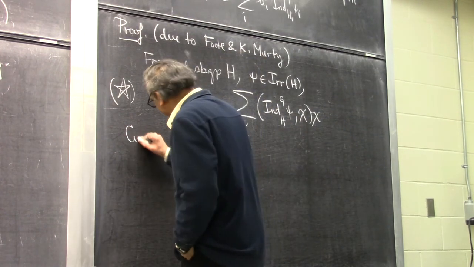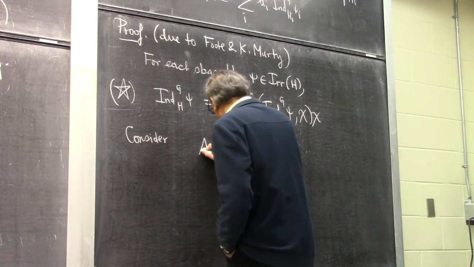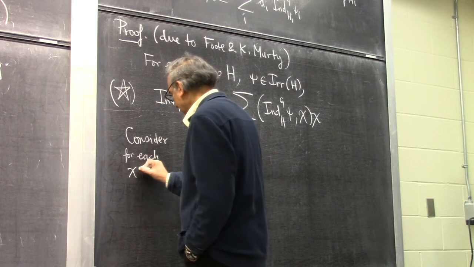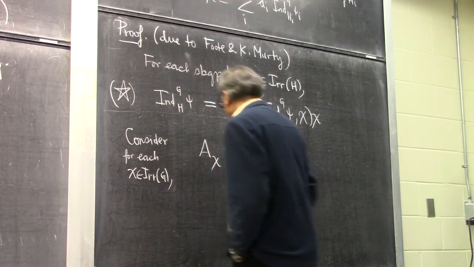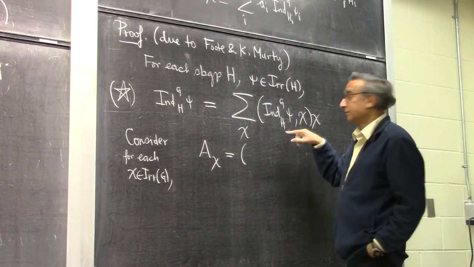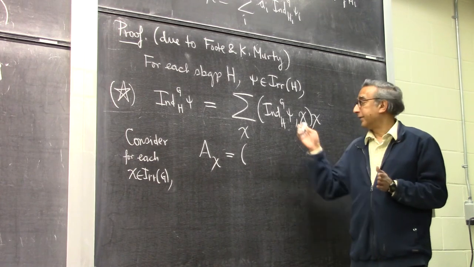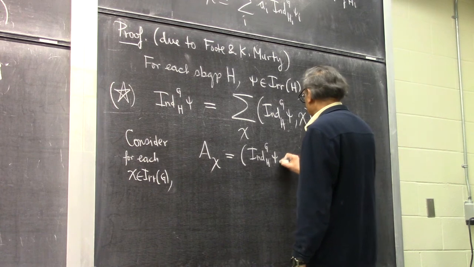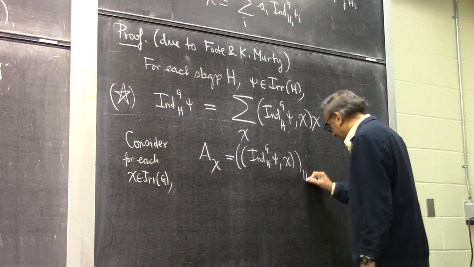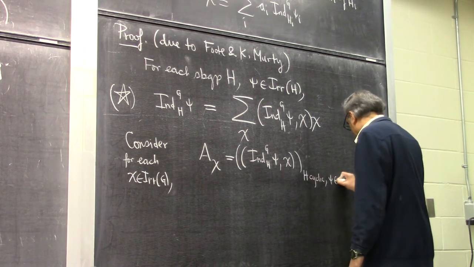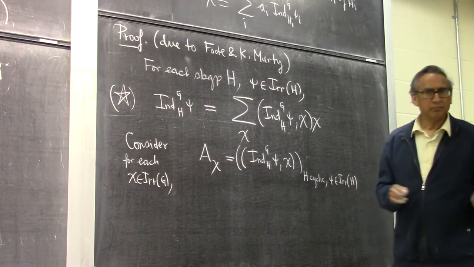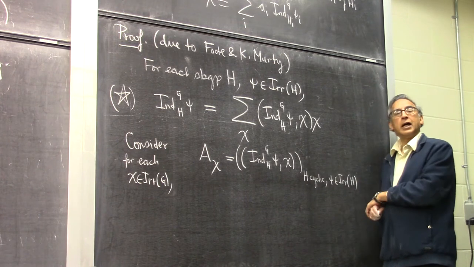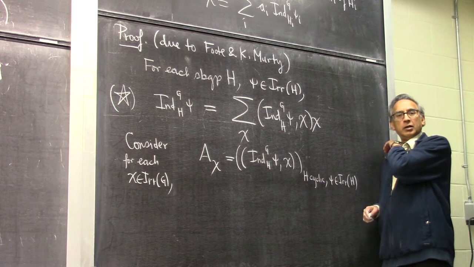Now here's the loaded word. Actually it's very cute. Consider the vector a chi, for each irreducible character chi. The vector a chi is just simply a bunch of these numbers. So I'm just fixing an order of all the cyclic subgroups. These are going to be the induction from H to G of psi, comma chi, as I run over H cyclic and psi irreducible. So just fix some listing of all the cyclic subgroups, and for each cyclic subgroup, fix some listing of all the irreducible characters, and just write these numbers down. Okay, so I get a big long vector.